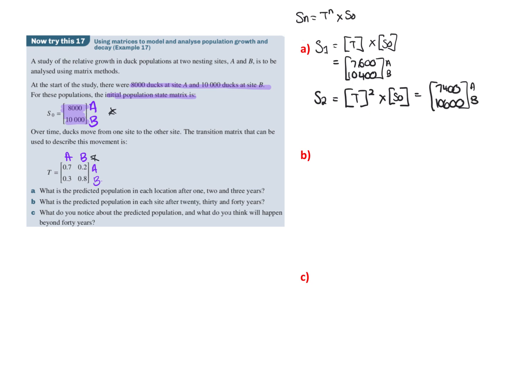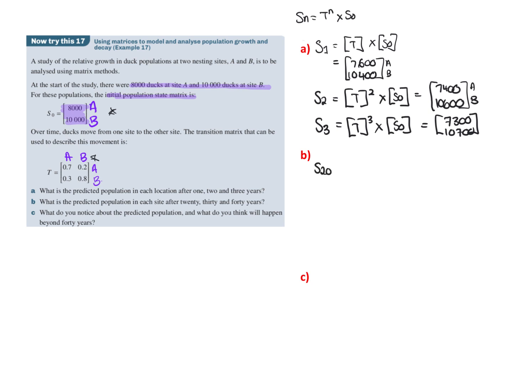And then if I want to do S3, I can simply just do T to the power 3, but make sure we're just timesing that first matrix every time, the initial one I should say. And we get 7,300 and 10,700 there. Okay, what is the predicted population in the site after 20, 30 and 40 years?